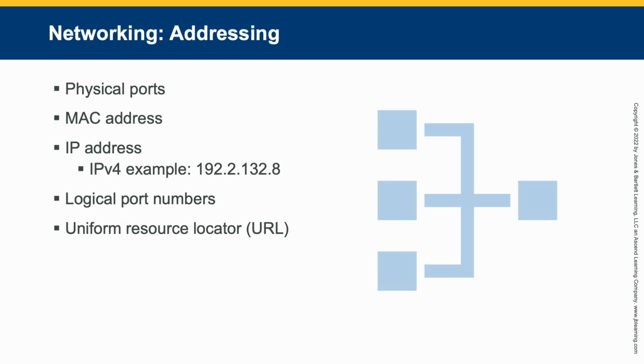Network addressing: physical ports, MAC address, IP address, IPv4, for example 192.2.132.8. This is an example. Logical port numbers, uniform resource locators, or URLs.